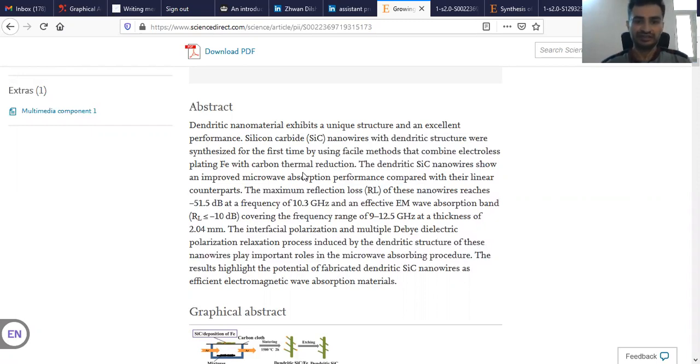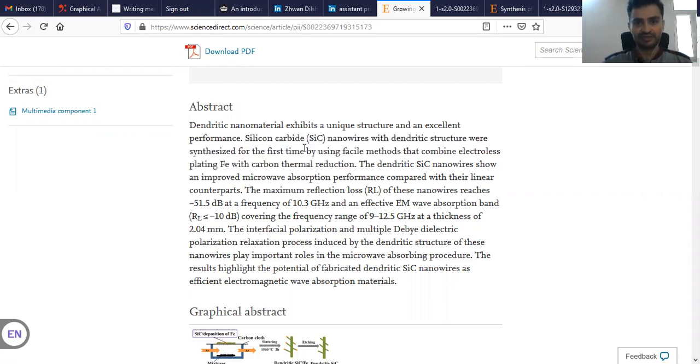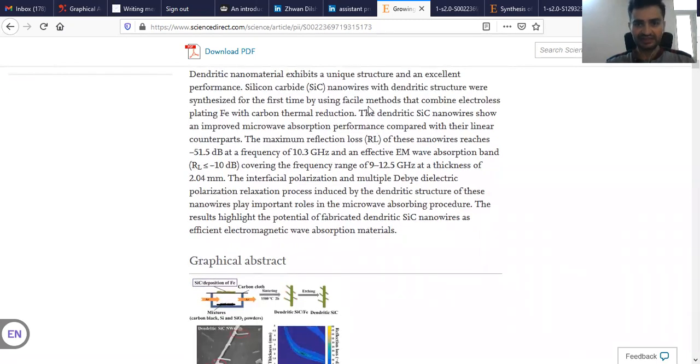the background of the research. Silicon carbide nanowires with dendritic structure were synthesized for the first time by using a facile method that combines electrolysis plating of iron with carbon thermal reduction. So this is the core of the paper. They produced SiC nanowires with dendritic structure for the first time. This means novelty of the research, using a facile method, meaning an up-to-date or cutting-edge method, to combine two different methods.